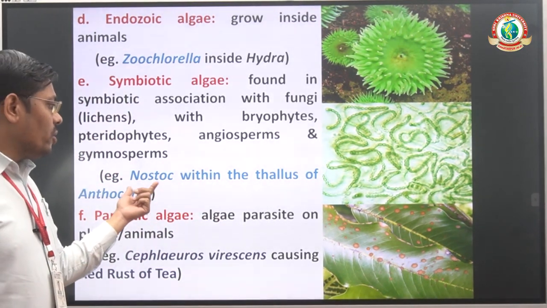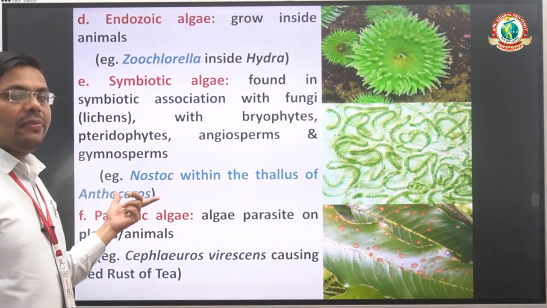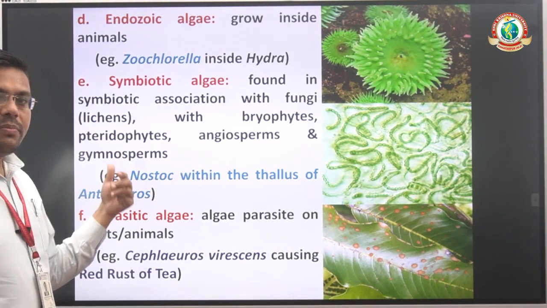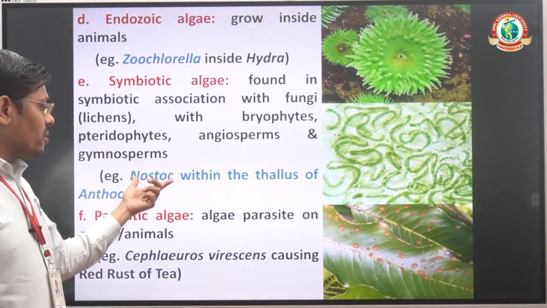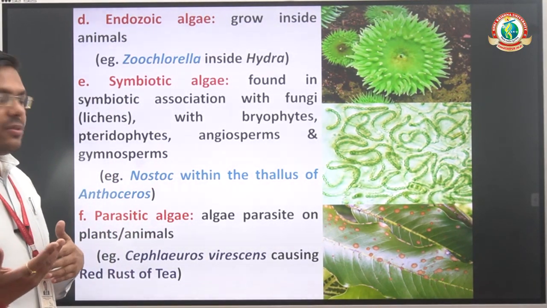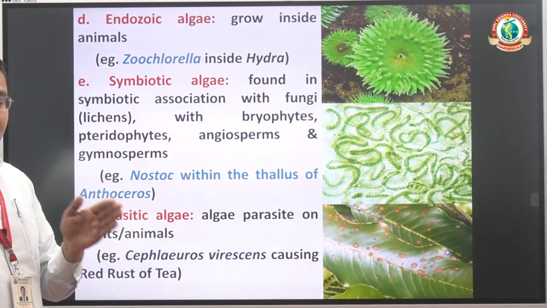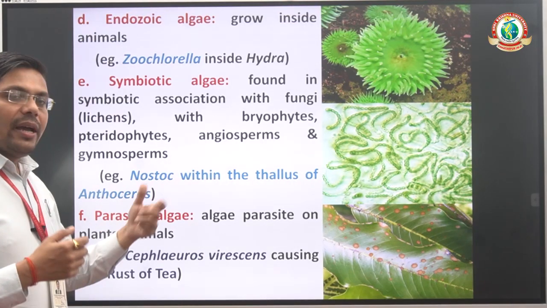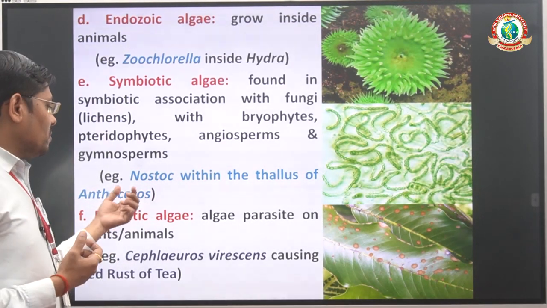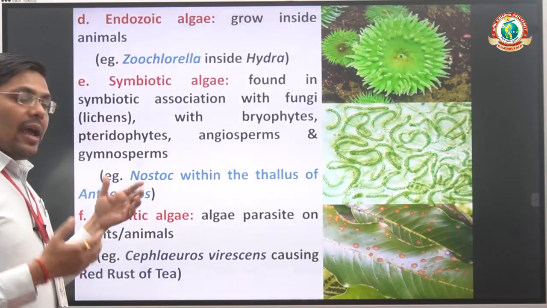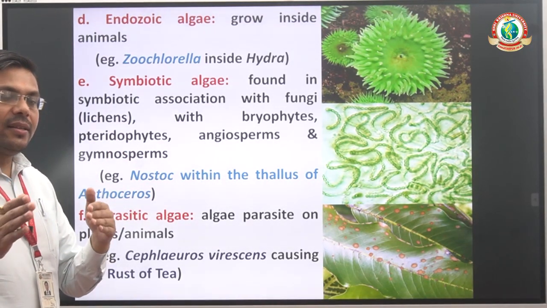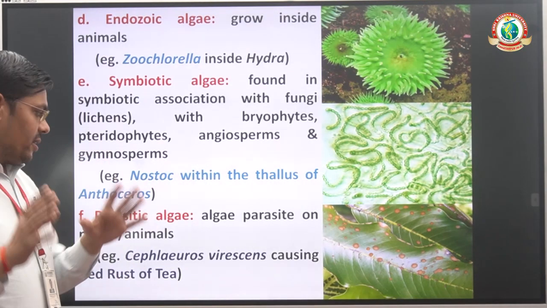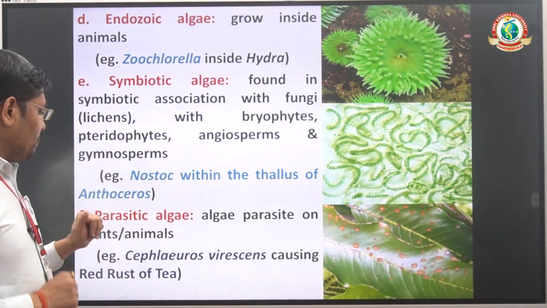For example, Nostoc is found within the thallus of Anthoceros. Nostoc is the alga and Anthoceros is the bryophyte, and Nostoc lives within the thallus of Anthoceros. That is the symbiotic association, because Nostoc provides atmospheric nitrogen to the Anthoceros thallus, and the Anthoceros thallus provides the habitat to Nostoc. That is why it is a symbiotic relationship between the two.